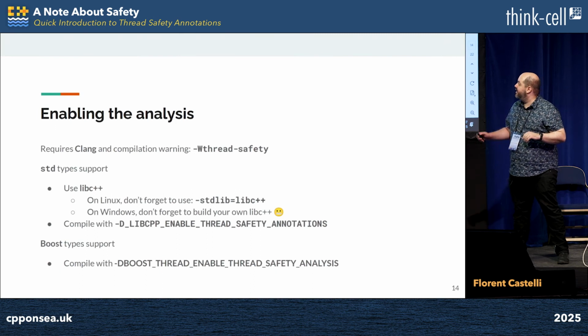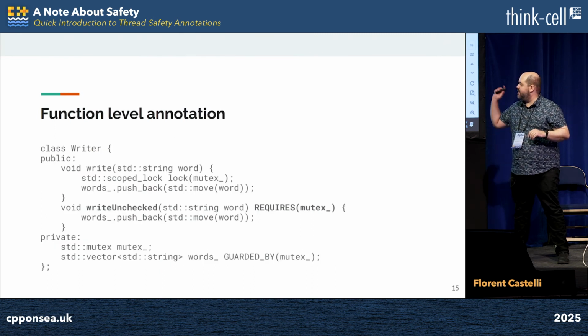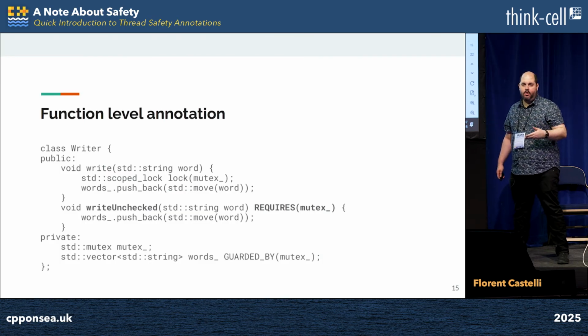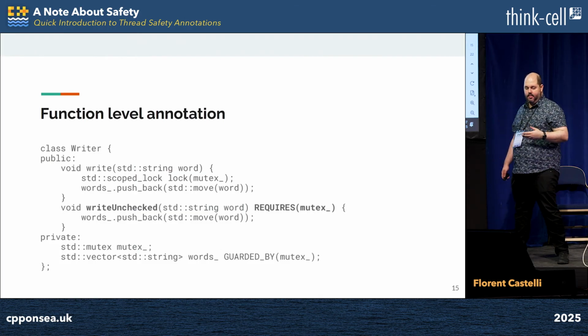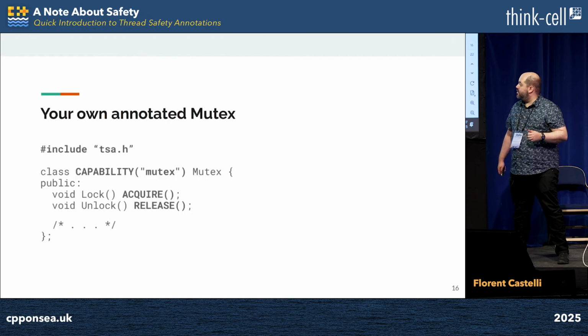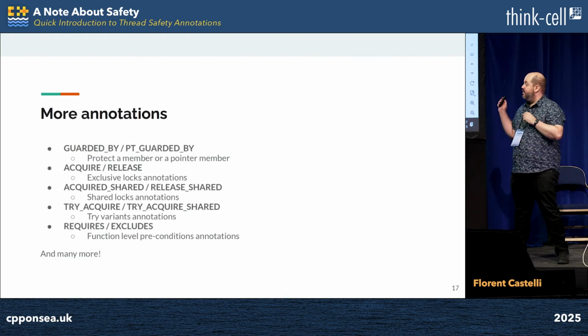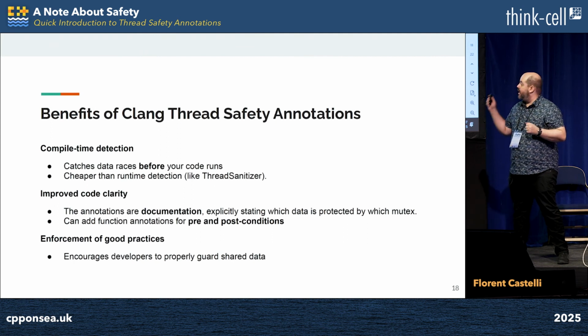We'll see about that. You can add a few more things, like, for example, annotations on functions that say, when you call this function, it requires a mutex to be held, because you don't want to hold the mutex every time you call this function. You grab the mutex first, and then you write many times in the vector. You can have annotations to annotate your own types, and there's a lot more you can do with annotations, GUARDED_BY and acquire, release, a lot of things. There's a lot of documentation for that.